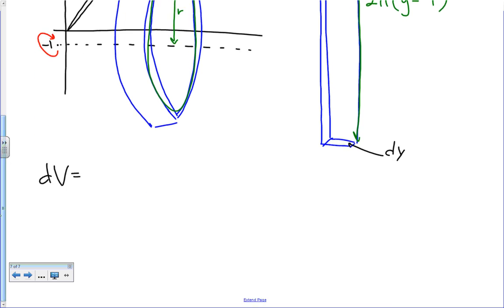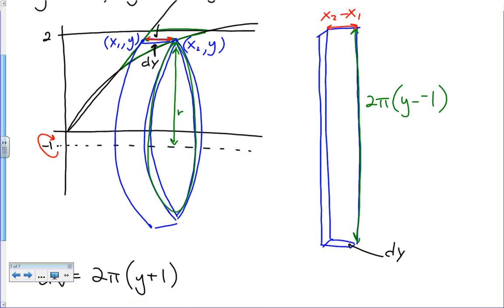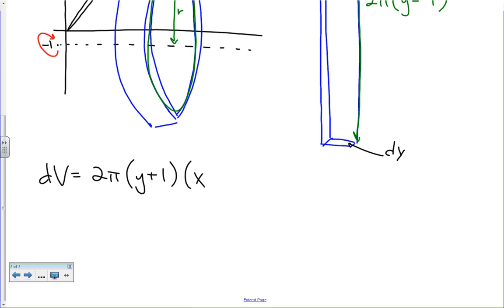So the length of it is 2 pi times y plus 1, y minus a negative 1, times the width, which is x2 minus x1, times the thickness, which is dy. So there's our equation of the volume of this one slice, this one shell. And now I want to get this in terms of one variable on the right side. The fact that I have a dy tells me I want to get this in terms of y. So we'll keep the y plus 1 in there.